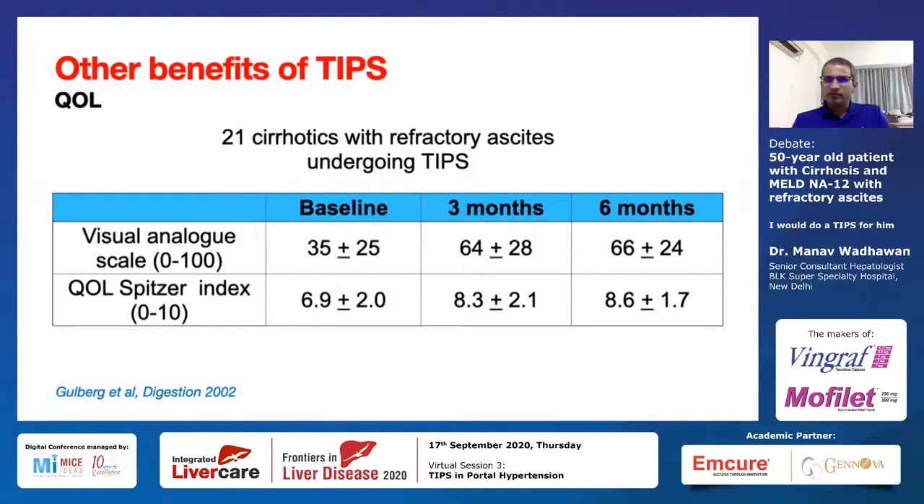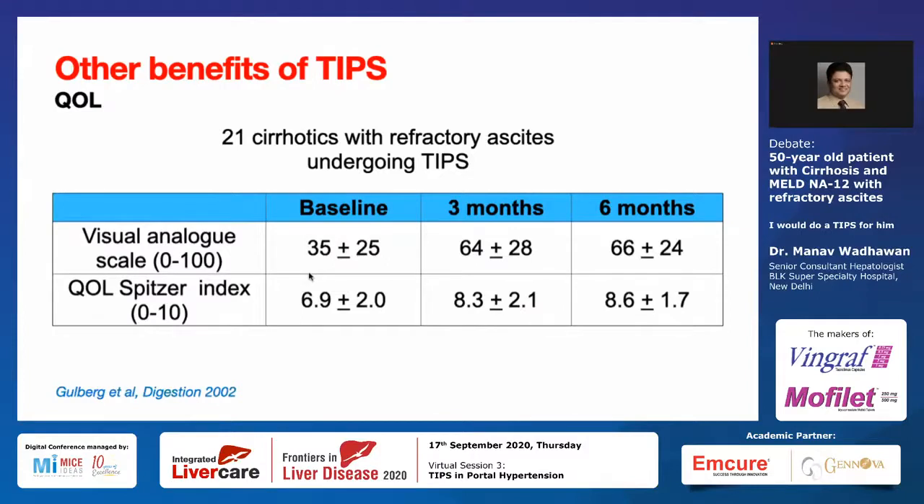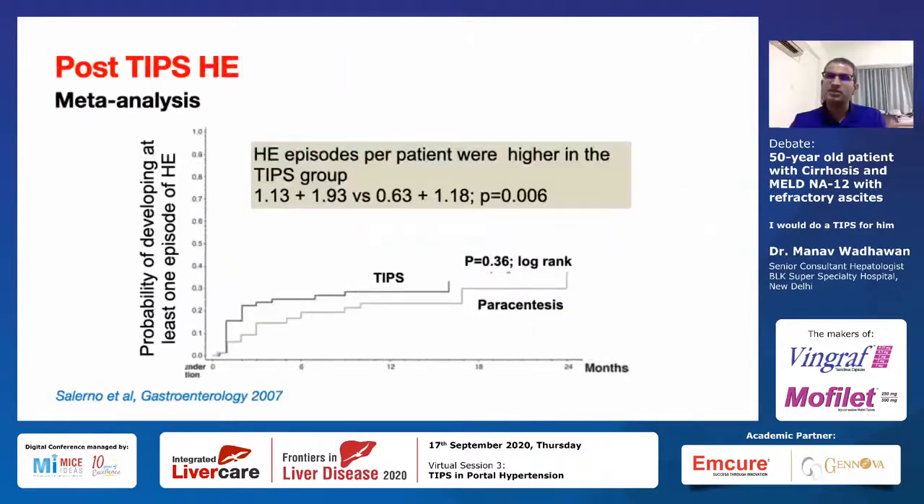Quality of life, 2000 paper. I guess 1 minute left, I'll finish in 1 minute. So quality of life also improves in a patient who's getting TIPS for refractory ascites if you have a preserved MELD score. I'm sure he'll tell you about the HE part.